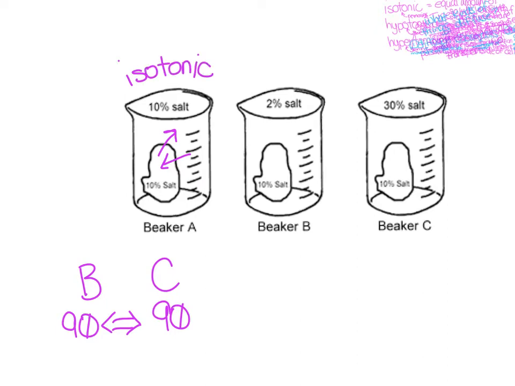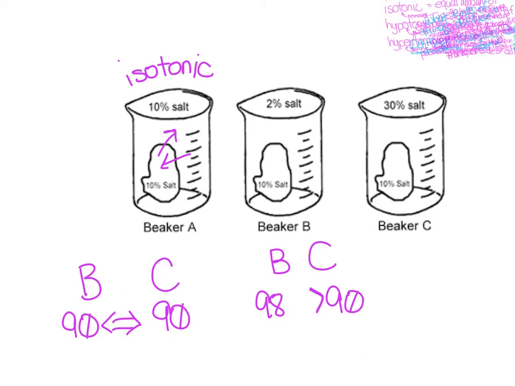Let's look at beaker 2. I always go B and C. So beaker 2, we've got 2% salt solution on the outside and a 10% salt solution in our cell. So if it's 2% salt solution on the outside, do I care about the salt? No, what do I need the salt for? To tell me the amount of water. So how much water do I have? 98. How much water is inside my cell? 90. I'm going to set up an inequality.